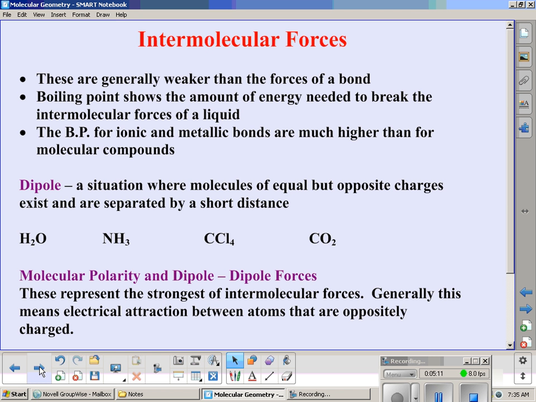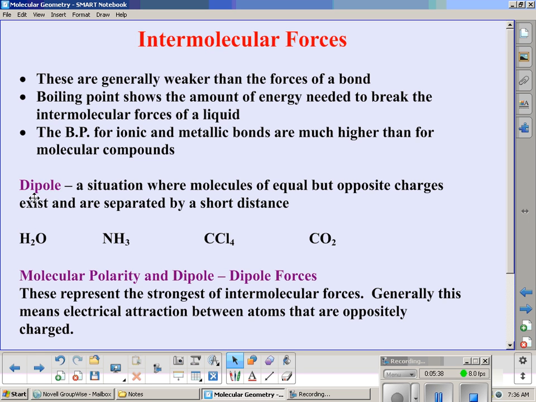Let's talk about intermolecular forces. These are generally weaker than forces of a bond, but they'll still hold things together. Boiling point shows the amount of energy needed to break intermolecular forces of a liquid. And the boiling point for ionic and metallic bonds are much higher than for molecular compounds. It takes more energy to separate electrical attraction.